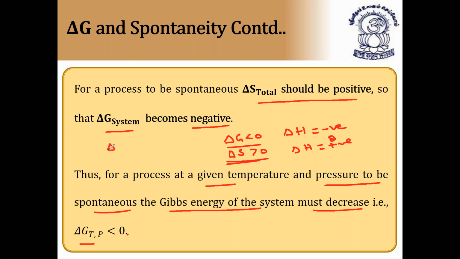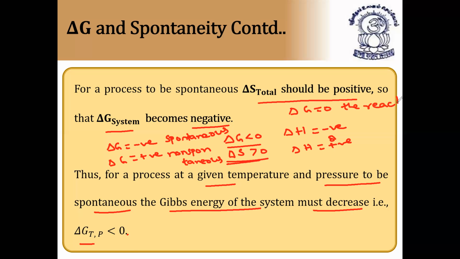So if the delta G value is negative, the reaction is spontaneous. If the delta G value is positive, the process is non-spontaneous. Similarly, if delta G is equal to zero, the reaction is at equilibrium. So these conditions, anyway, I have prepared on one more slide.